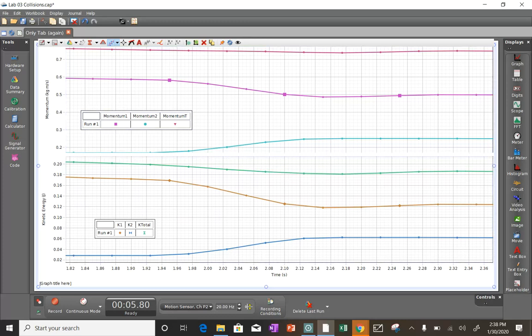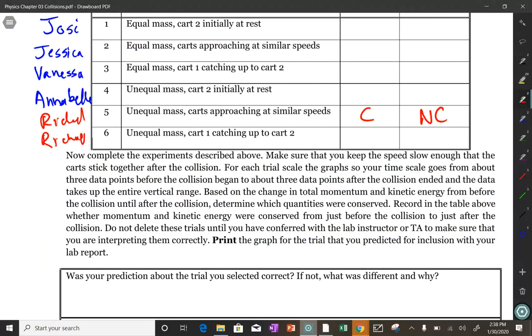So this would be for elastic. So no, this was unequal masses, cart 1 approaching cart 2 for inelastic still. Oh, you did. Right, I'm doing 2 of them. So there I've done my portion for the first inelastic cases. Now I go through and do everything again for the elastic case.